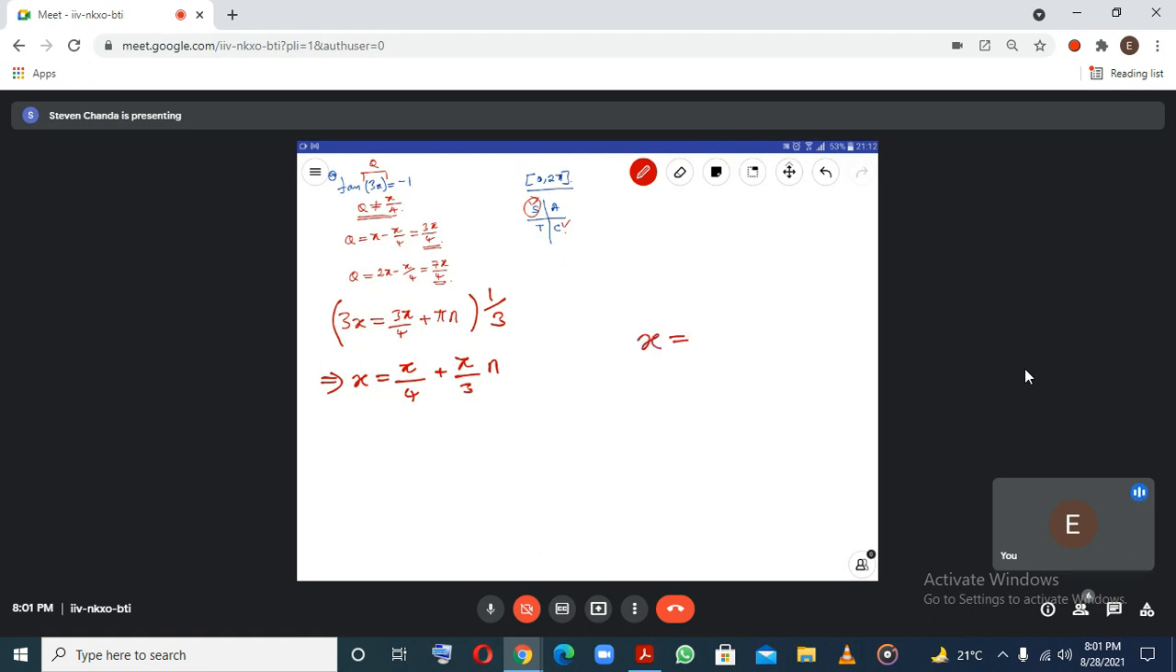So we start with n when n is 0. When n is 0, x is going to be what? Pi over 4, isn't it? So that's pi over 4. Then let's now get the second one.